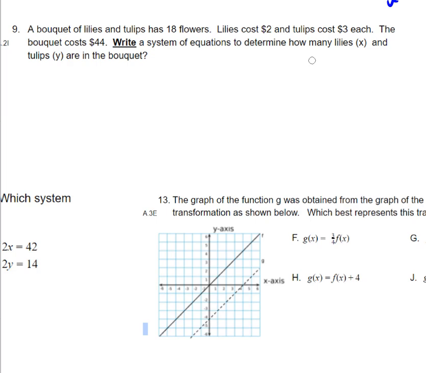So basically they're telling us there's bouquets, right? There's flowers, and each type of flower costs a certain amount. And they just want us to write a system of equations. It sounds like one's going to be for the actual flowers themselves and one's going to be for the cost of the flowers.